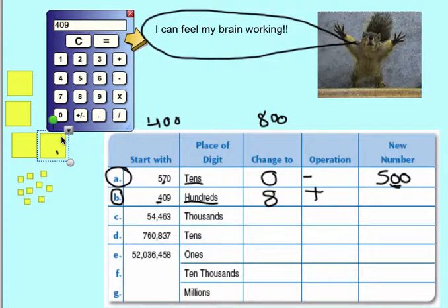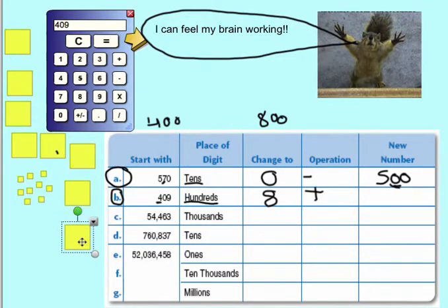400s. 1, 2, 3, 4. So I'm adding 4 hundreds, and that gets me to 809, and that's my new number.